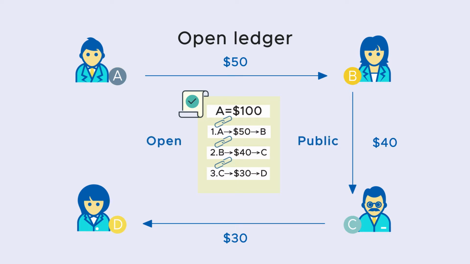This chain is open and public to everyone on the network, so everyone on the network can see where the money is, how much money each person holds, and therefore they can determine whether a transaction is valid or not. For example, if A then tries to move $100 to D, this is not a valid transaction because A does not have sufficient balance and this transaction will not be added on the ledger.